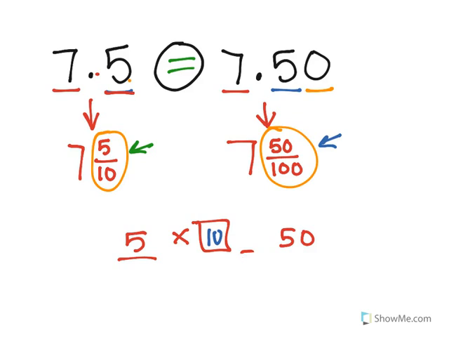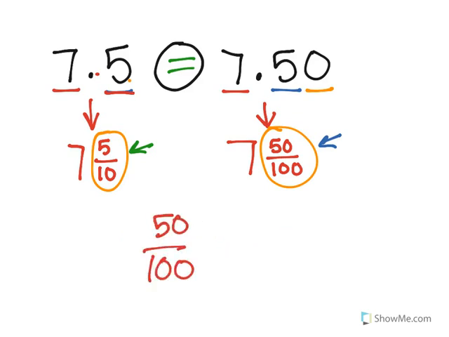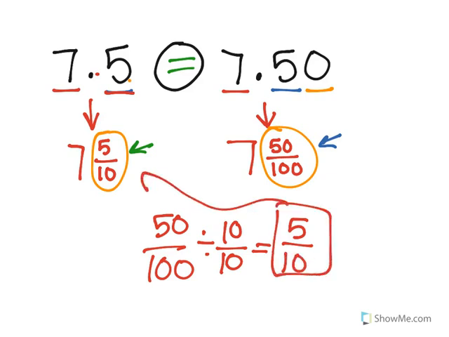Or I could have seen I could simplify. So I take 50 hundredths, and I could simplify it by dividing each side by 10. 50 divided by 10 gives me 5. 100 divided by 10 gives me 10. They're equal to each other. I just changed 50 hundredths to make it 5 tenths. In the end, even though they look like they're probably different, they are the same. They can be simplified or they can be turned to be equivalent fractions.